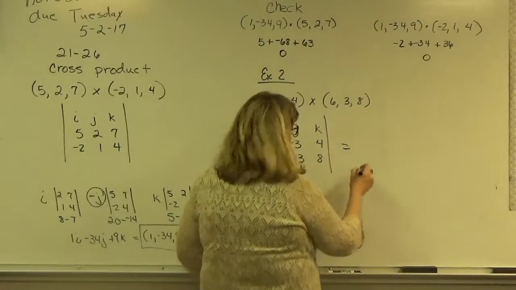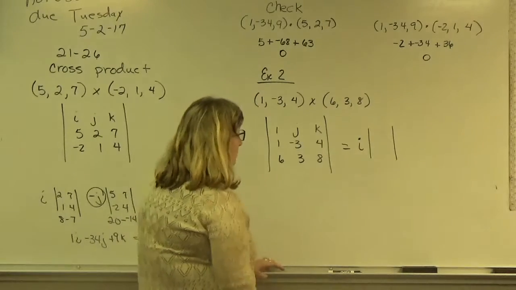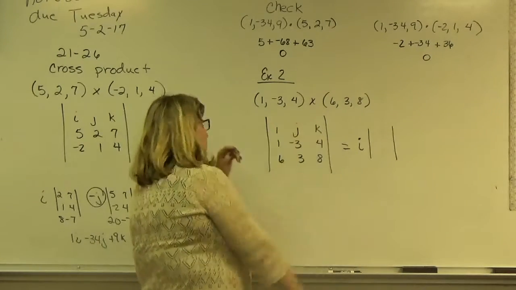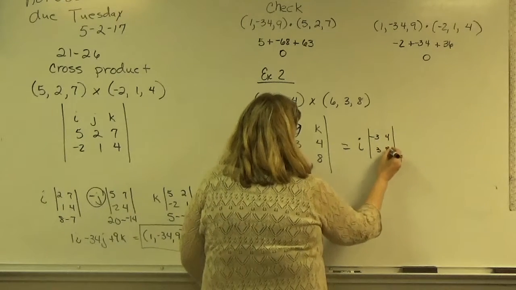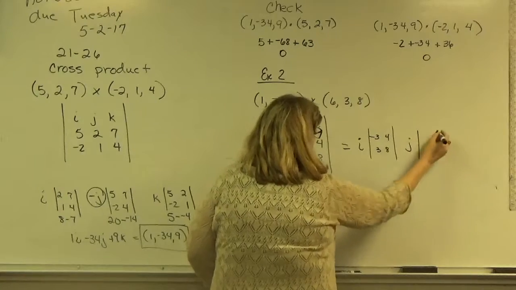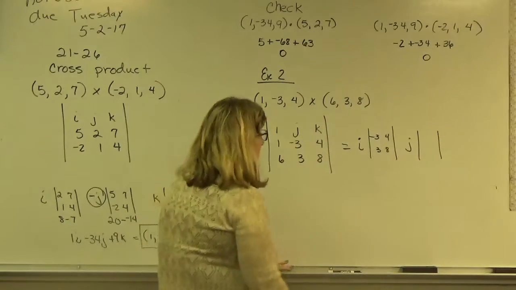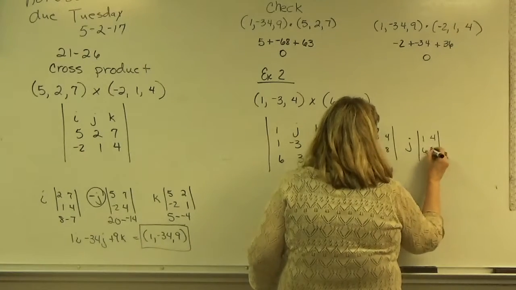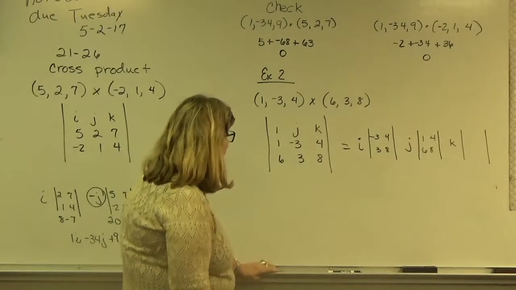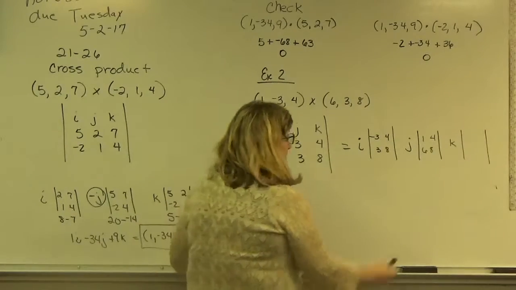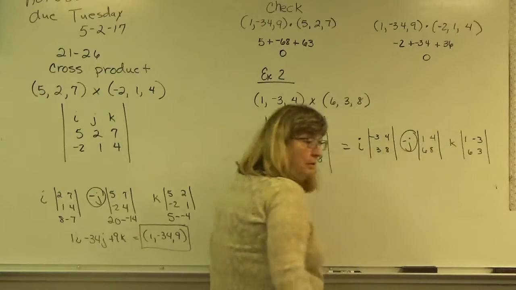Okay, so we're ready for Delaney. It'll be i times what, 2 by 2? -3, 4, 3, 8. And next one will be j times. What will it be, Zach? 1, 4, 6, and 8. Then it'll be k times, Becky, what? 1 times 3, -3, 6, and 3. And we always remember to change the sign of the one in the middle.